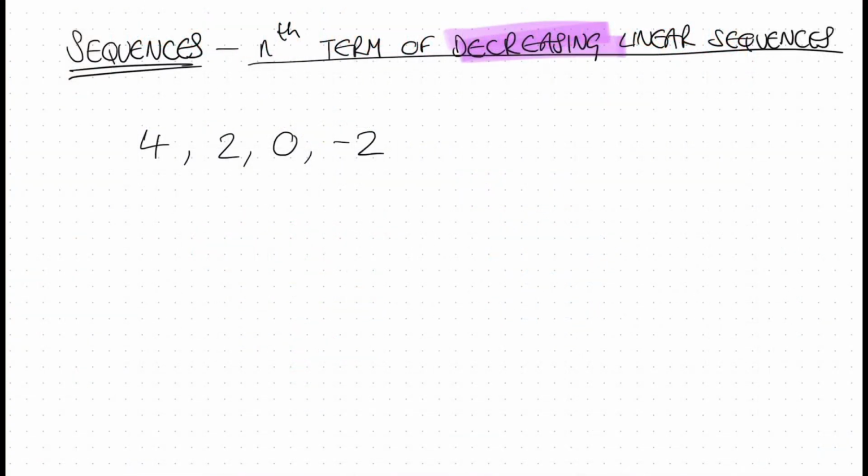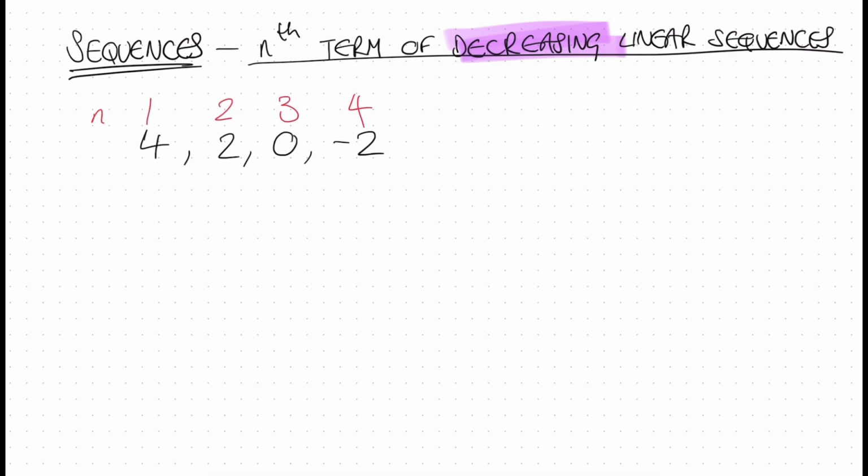Okay, so this is the second video on finding the nth term of linear sequences. This time we're looking at sequences that go down or decrease. So just like in the very first video that we posted on this, the best thing to do is to write what n equals. Now n is just the first number in the sequence, the second number in the sequence, the third, the fourth, and that goes on and on.